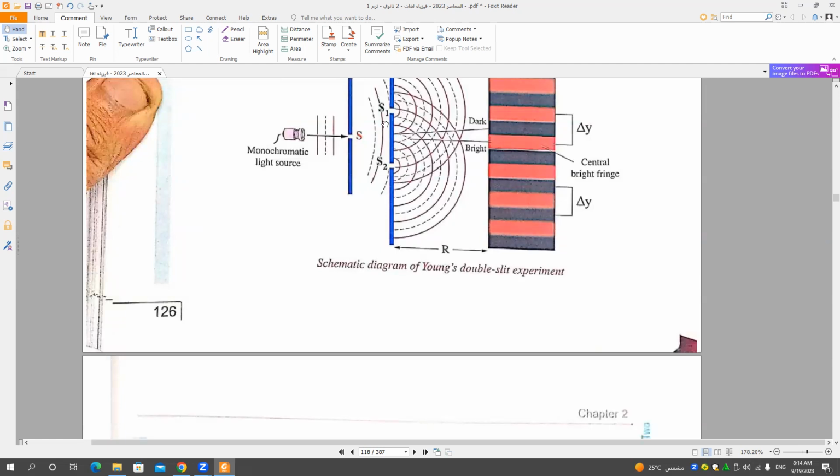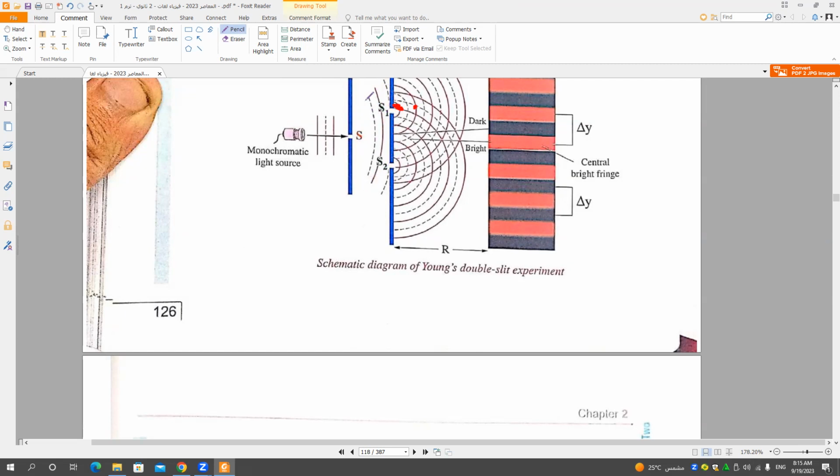Firstly, the crest of one wave may overlap with the crest of the other wave. In this area, it will make constructive interference. But in this area it will make destructive interference because it is crest with trough. This could be a wave front. All points or all particles in this curved line have the same phase and the same velocity.